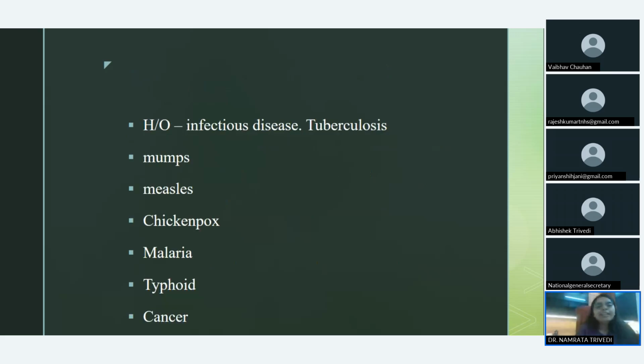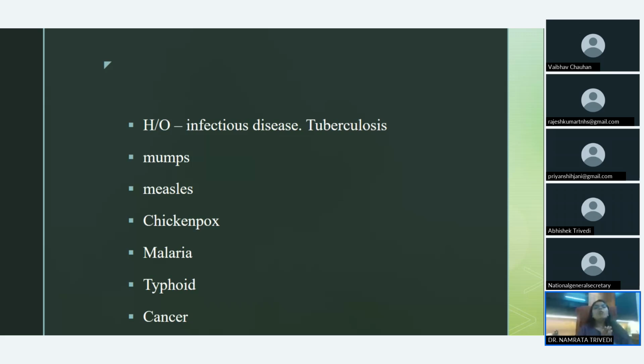Now, we can give Carcinosin to the patient when there is any history of infectious disease: tuberculosis, mumps, measles, chickenpox, malaria, typhoid, or cancer. Or we can give it to a patient having a family history of asthma or cancer.